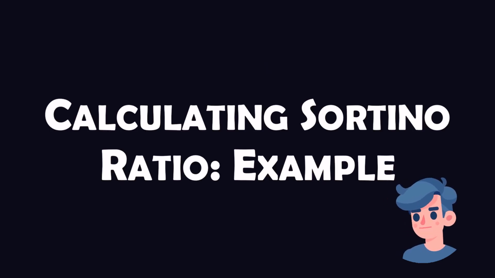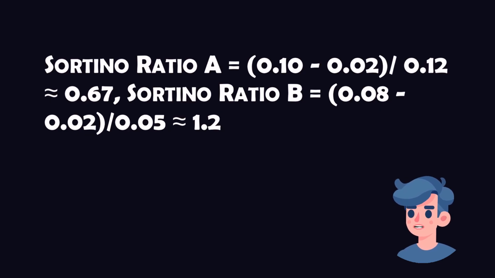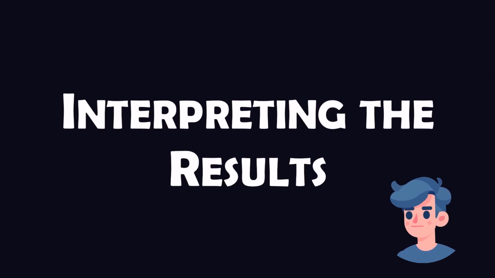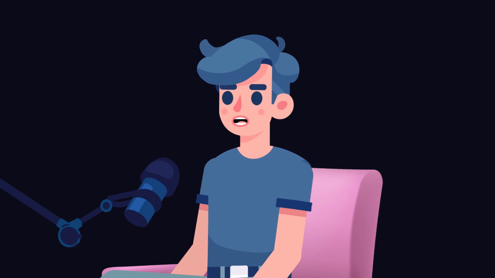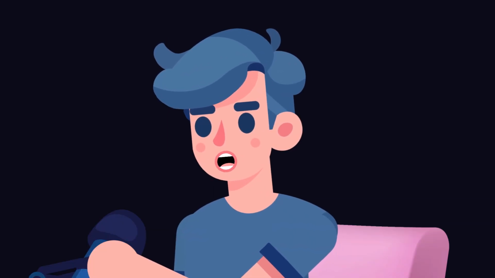Let's consider a practical example. Assume portfolio A has an annualized return of 10% and portfolio B has 8%. The risk-free rate is 2%. The downside deviation of portfolio A is 12%, while it's only 5% for portfolio B. Let's calculate the Sortino ratio for both. From our calculations, portfolio B has a higher Sortino ratio. This indicates that portfolio B provides a better return per unit of downside risk compared to portfolio A, making it a preferable choice according to PMPT.